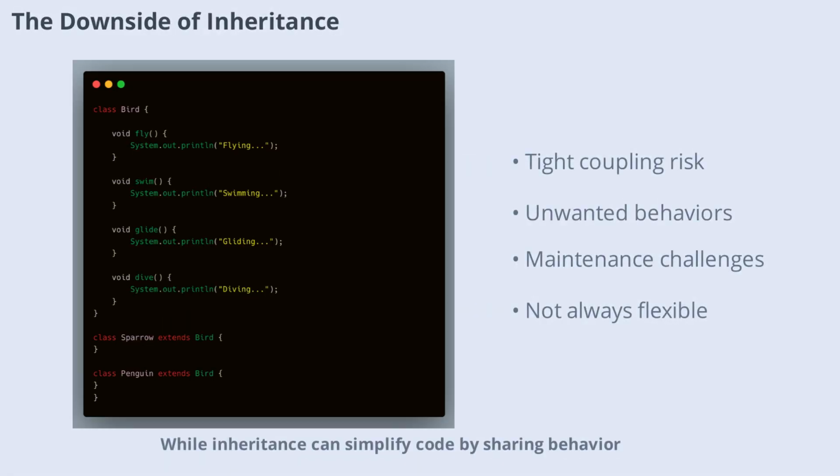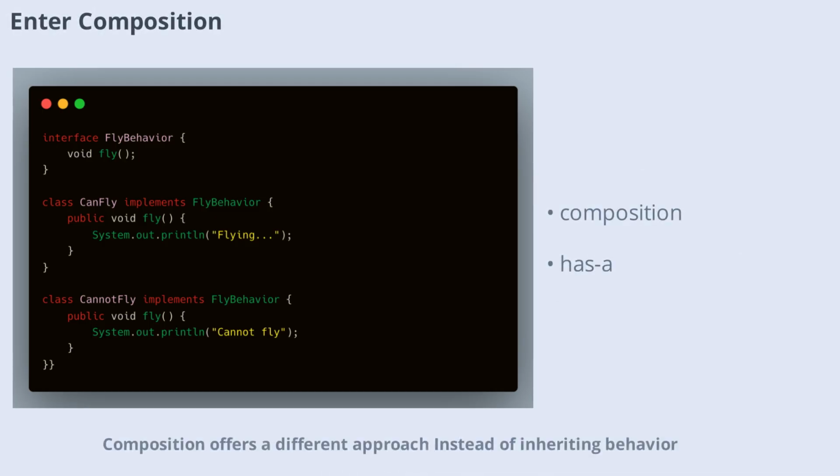While inheritance can simplify code by sharing behavior, it can also create tight coupling between classes. If the parent class changes, all subclasses are affected, even if the change doesn't make sense for every child. Imagine our bird class grows to support flying, swimming, gliding, and diving. Suddenly, every subclass, like penguin, inherits behaviors it shouldn't have, such as flying. This can lead to confusing code and bugs. Inheritance works best when the relationship truly represents "is-a", but it can become a problem when forced into situations where it doesn't fit.